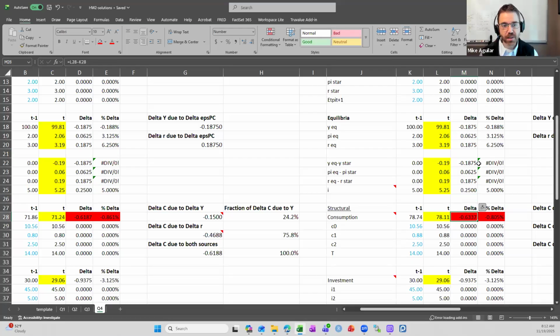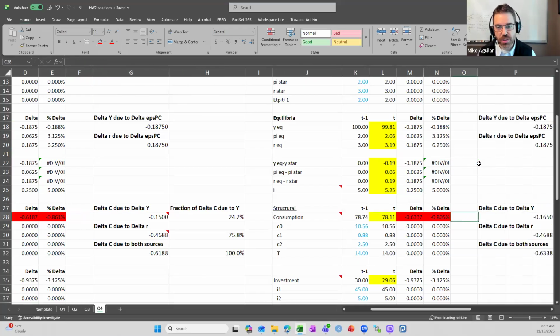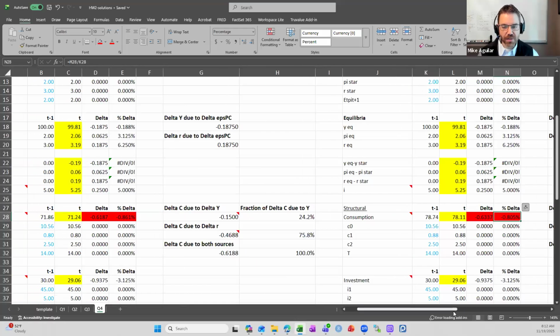Now take a look at this. The minus 0.6187 translated into a minus 0.861% drop. So you can think of one as dollars and the other as a percentage change. Well, the percentage change here is minus 0.085, so it's less. The answer that we get if we look in dollar terms is different than the answer we get if we look in percent terms. So did I get the logic wrong?